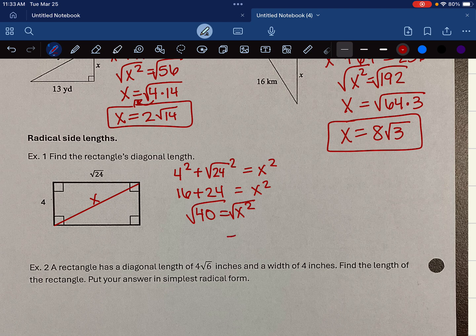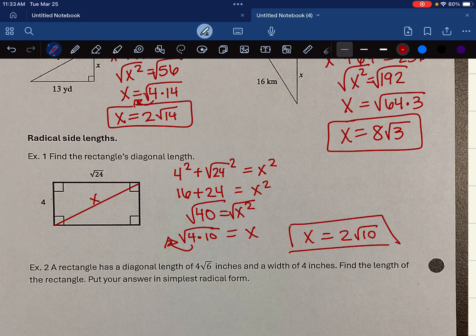So now I have to decide what numbers multiply to get 40 that include a perfect square. 4 times 10. Okay, and that would give me a final answer of what? 2 square roots of 10. Good. Remember, we take just the perfect square out front. The other part stays underneath.